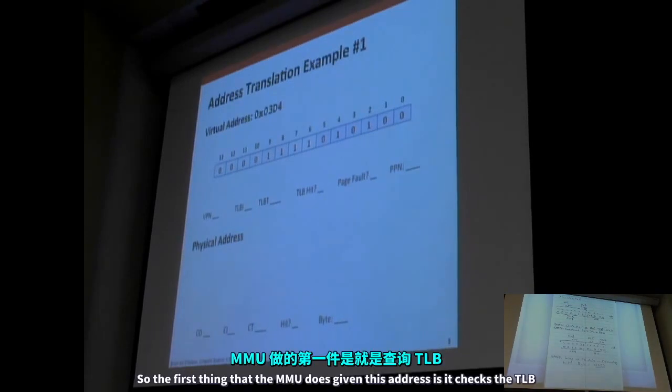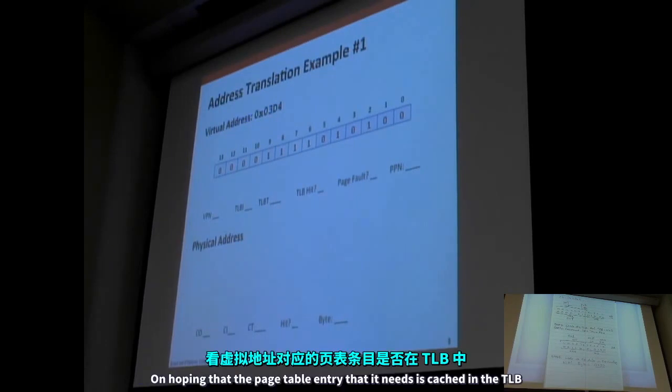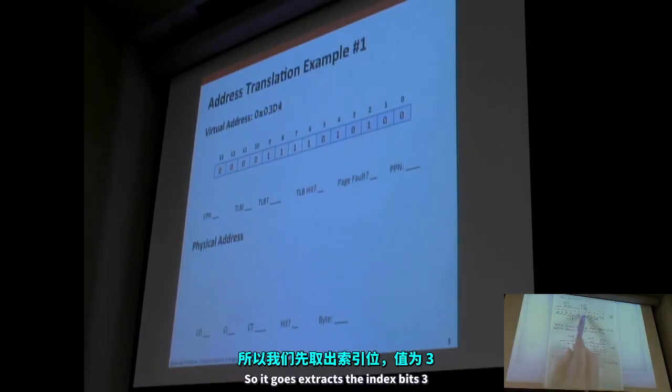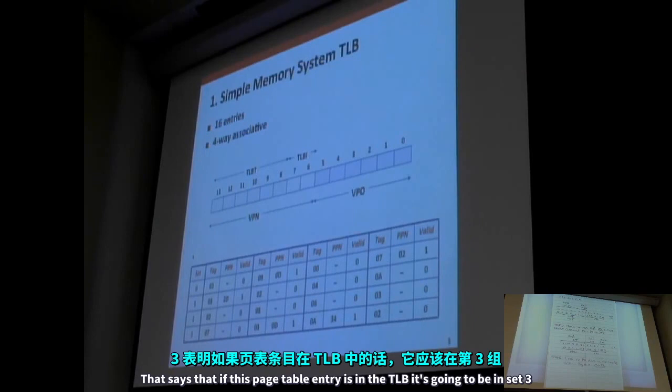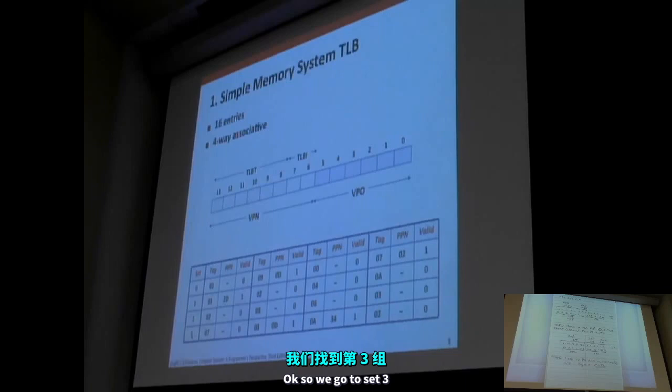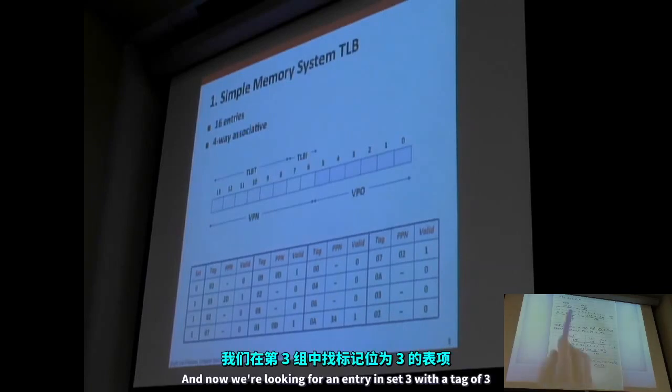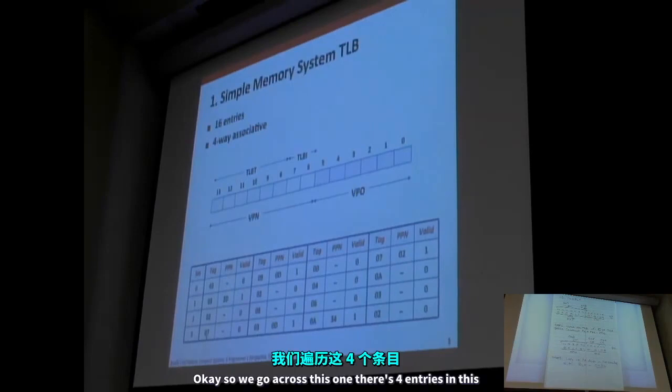So the first thing that the MMU does, given this address, is check the TLB, hoping that the page table entry that it needs is cached in the TLB. So it extracts the index bits, 3. That says that if this page table entry is in the TLB, it's going to be in set 3. So we go to set 3, and now we're looking for an entry in set 3 with a tag of 3. So we go across this one.